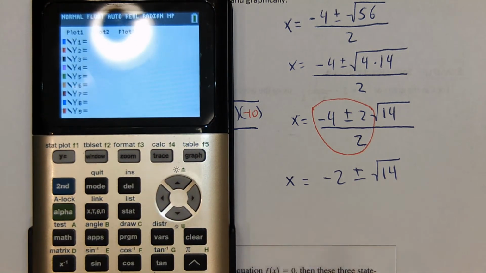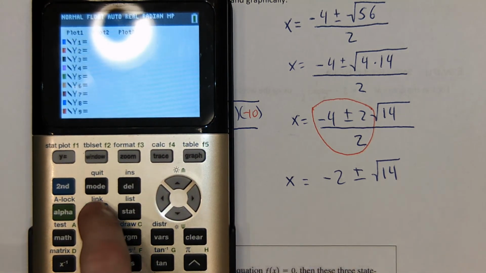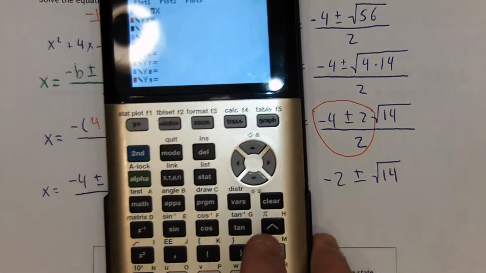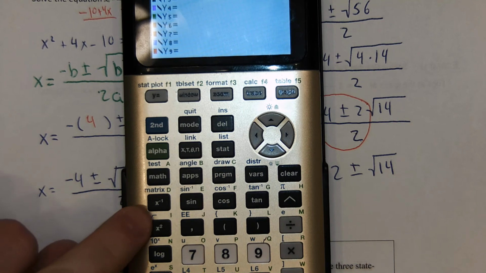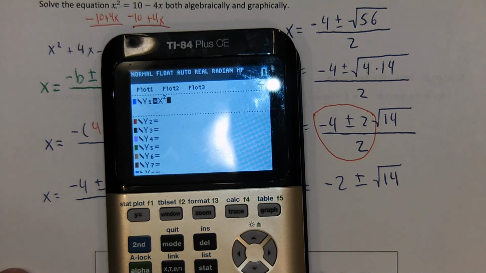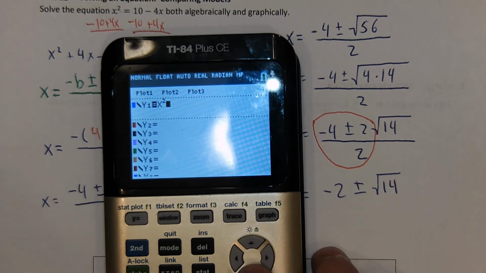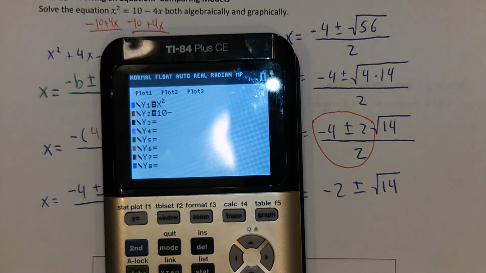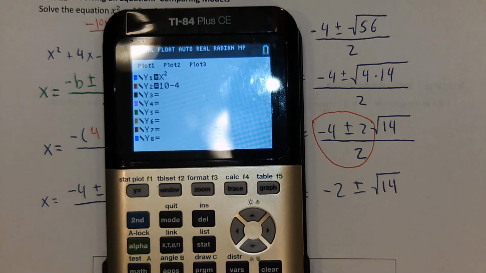X is this button right here, variables. Boom. Squared is its own button. It exists right here, above the log button. There, x squared. The other equation is a straight line. Y equals 10 minus 4x. 1, 0, minus 4, and then again, the variable button, x.